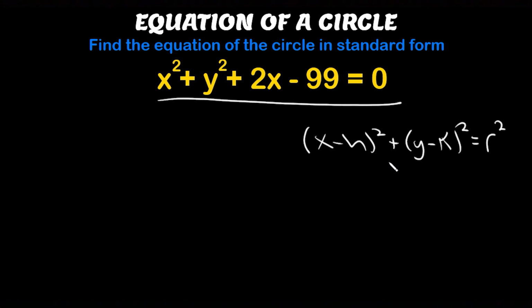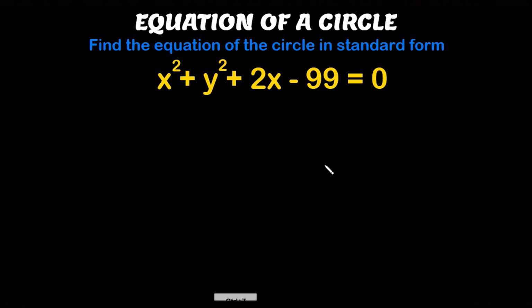So to do that, you want to group together all of your terms first. For example, I want to group together all of my terms that contain x, and I want to group together all of my terms that contain y. I then want to take my constant and move it over to the right-hand side. So let's talk about what that's going to look like.